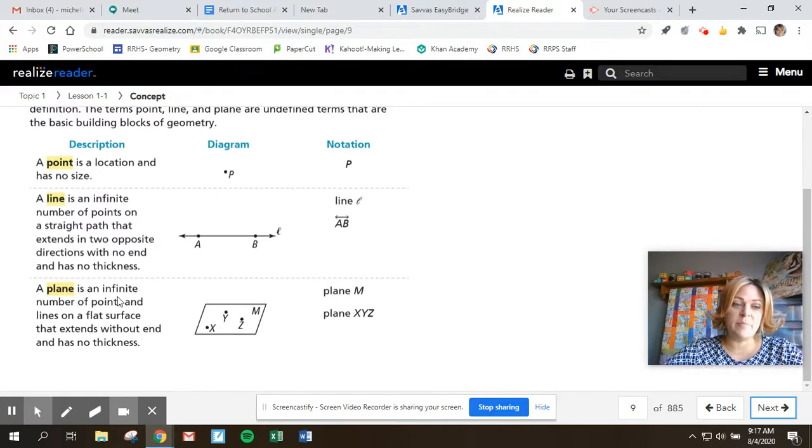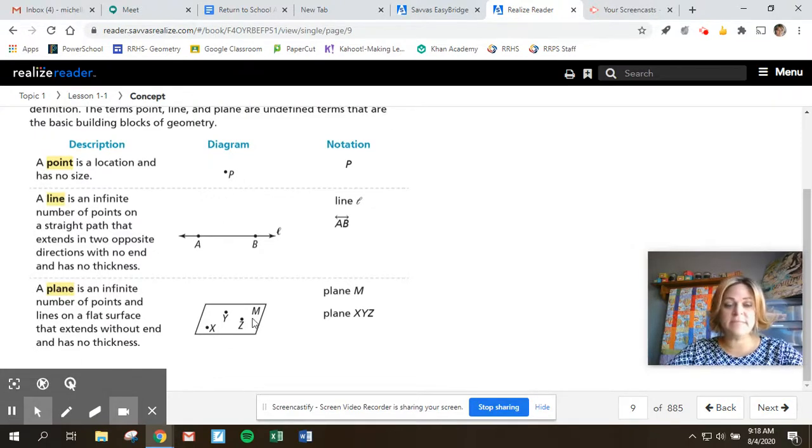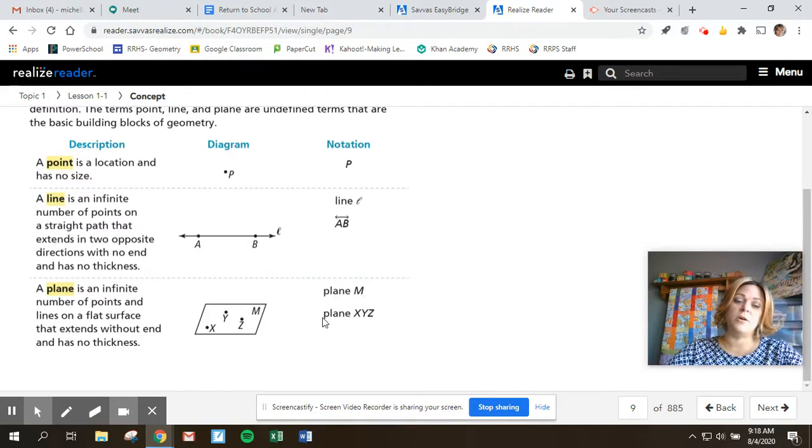A plane. A plane is an infinite number of points of the lines on a flat surface. This is a 2-dimensional object. So there are 3 points, X, Y, and Z, and then there's this just different letter. So the 3 points, and then this capital letter. You could call it plane M. Notice M is not one of the points. Or plane XYZ, where these 3 letters are the 3 points.